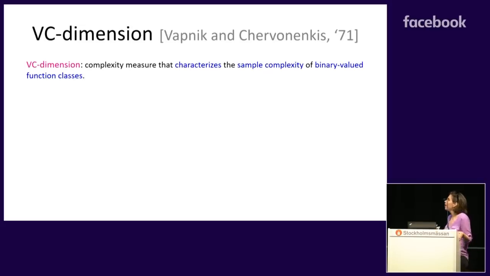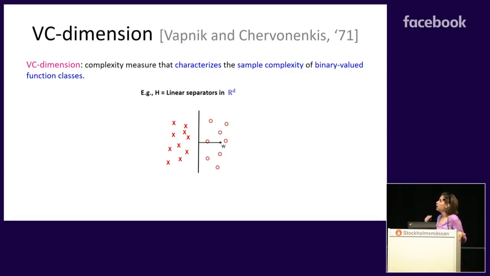Okay, so when we are trying to understand the complexity of binary valued functions like linear separators in R^d, that are just functions that label things, say, on one side as positive and on the other side as negative, we typically use the VC dimension, which is a measure that exactly characterizes the sample complexity of binary valued function classes.